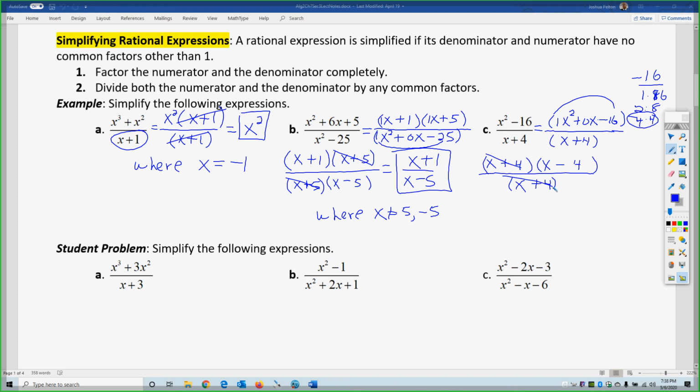So those cancel, giving us a final answer of x minus 4, but it must be true that x cannot equal 4 or negative 4. Okay? I'm sorry, just negative 4. What am I saying? Because in the original problem, if you plugged in negative 4, you would get 0 for the denominator. So again, it could be what the final expression is or the original expression if they pay attention to what the denominators are and what cannot be. Okay. All right, pause the video, try the student problems for yourself.